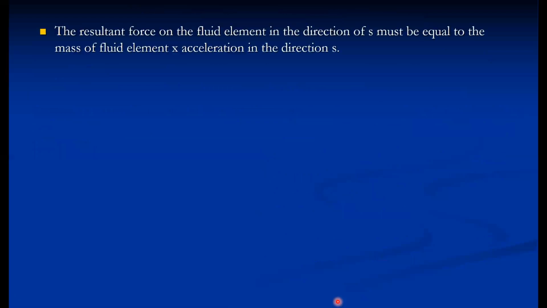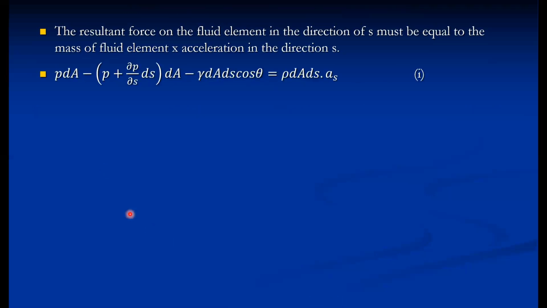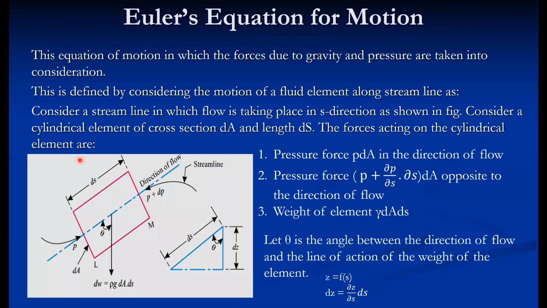The resultant force on the fluid element in the direction of s must be equal to the mass of the fluid element into acceleration in the s direction. According to Newton's second law of motion, the summation of all these forces equals mass into acceleration. The pressure force acts in the upward direction, the inclined force we have seen. It is opposite to the s direction, so it has a negative sign. And the weight component along the direction of flow is w cos theta.